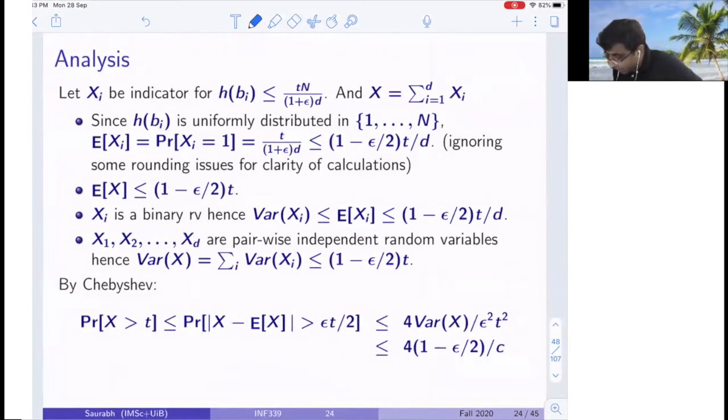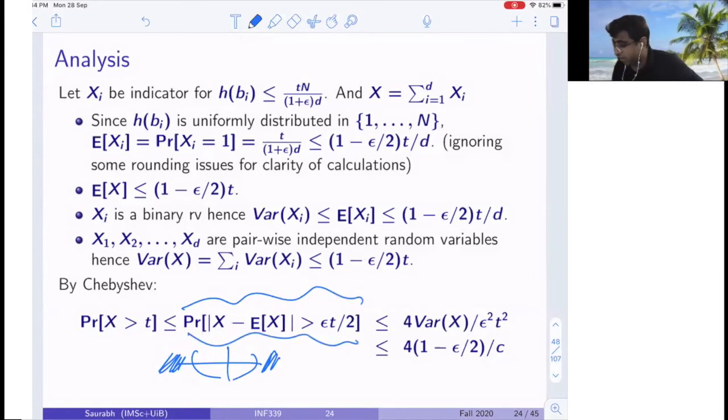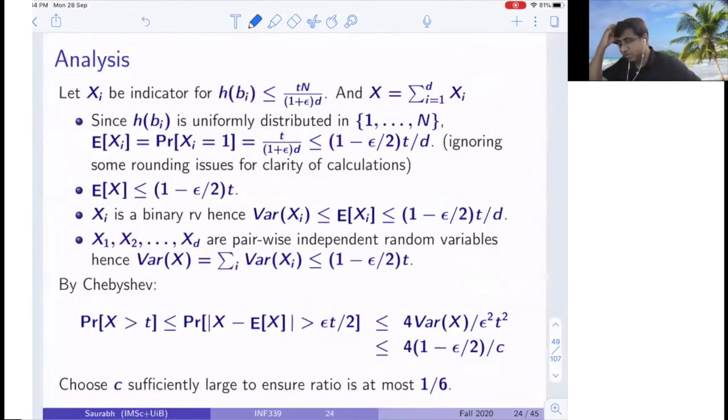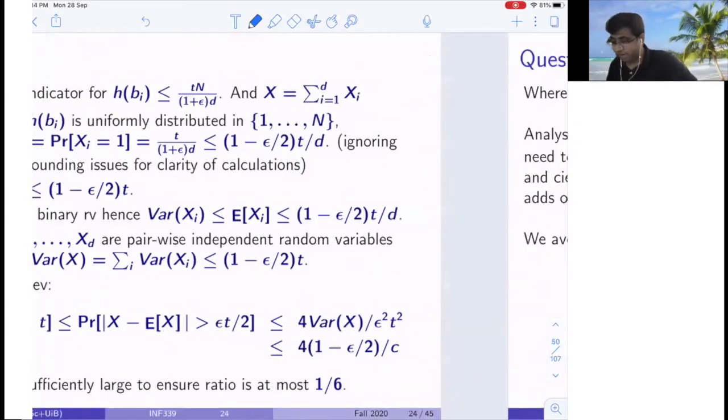It tells us the probability here and probability here. So whether x is less than t or x is greater than or equal to t, it is upper bounded by this quantity. And again, you can choose C sufficiently large that it is 1 over 6. So this is what we managed to show. Once we are able to show this, what do we get?